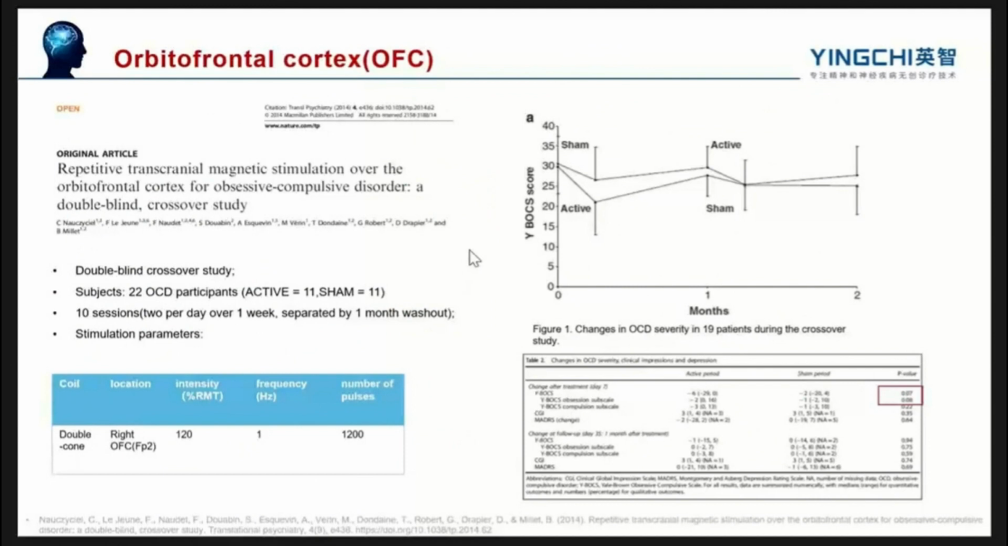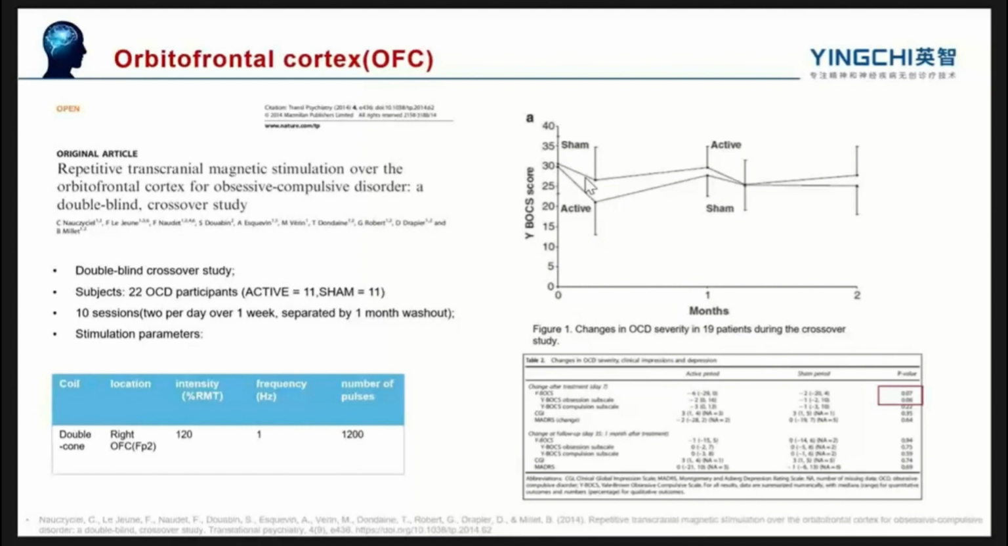And it is the authority by using orbitofrontal cortex as the rTMS target. And this is a double blind crossover study, not an RCT study. And they only used 22 OCD patients, applying 10 sessions of rTMS treatment in one period. After one period of treatment, there's a one month washout, and then they have the second alternative treatment. Change the treatment between the groups.